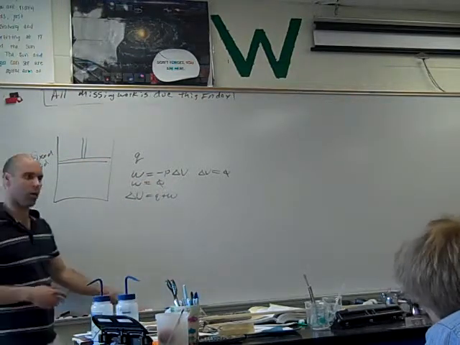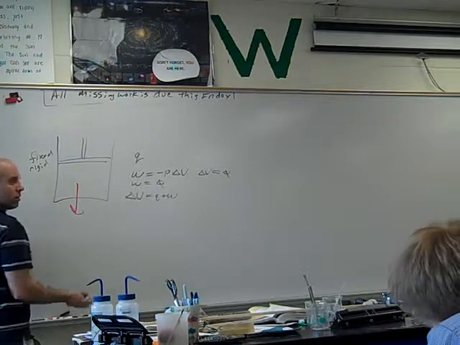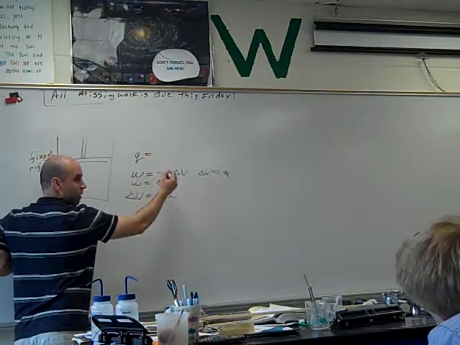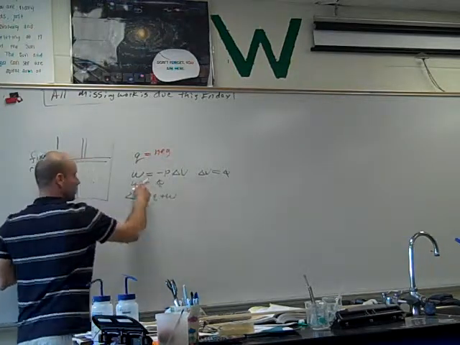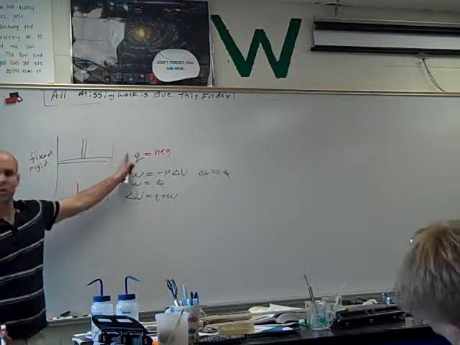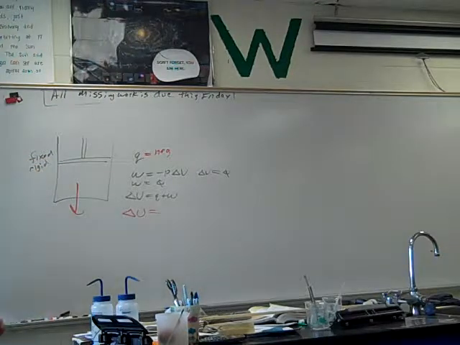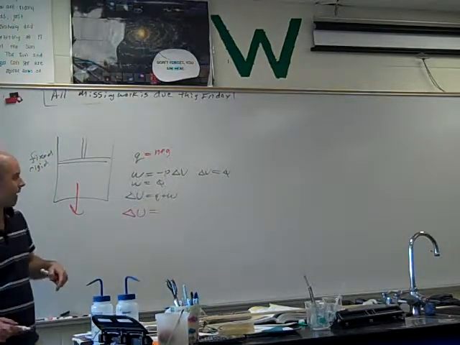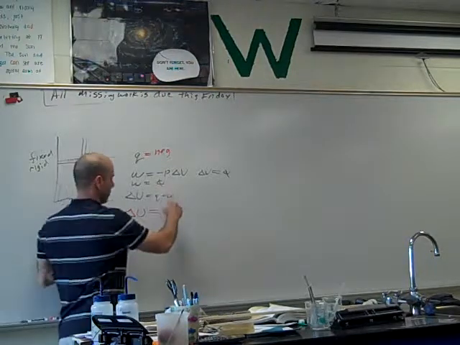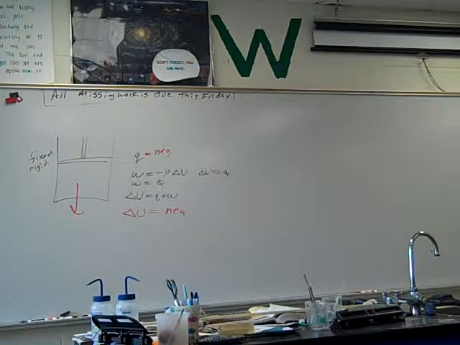And then you just have to ask yourself what's going on with your heat. If heat is leaving, what's the value of Q? Negative. So work is zero and Q is negative, then what would be the value of delta U? Work is zero, so that would equal Q, and Q is negative. So that's another type of problem you'll see on the homework tonight.